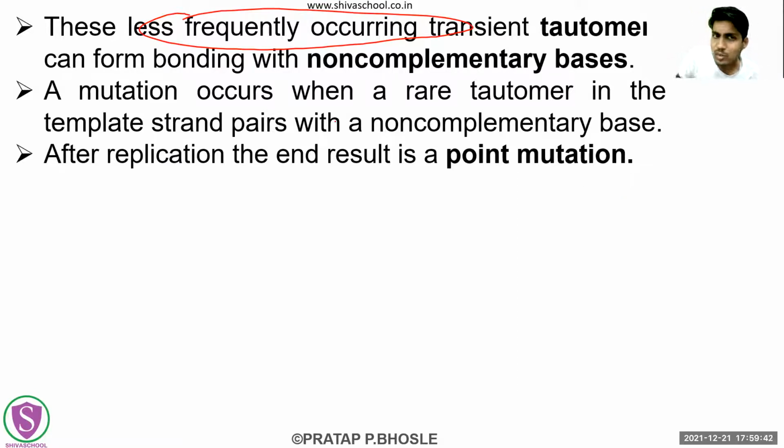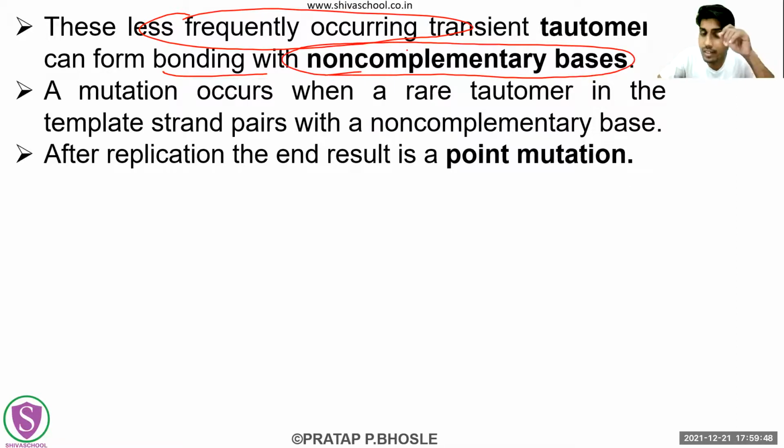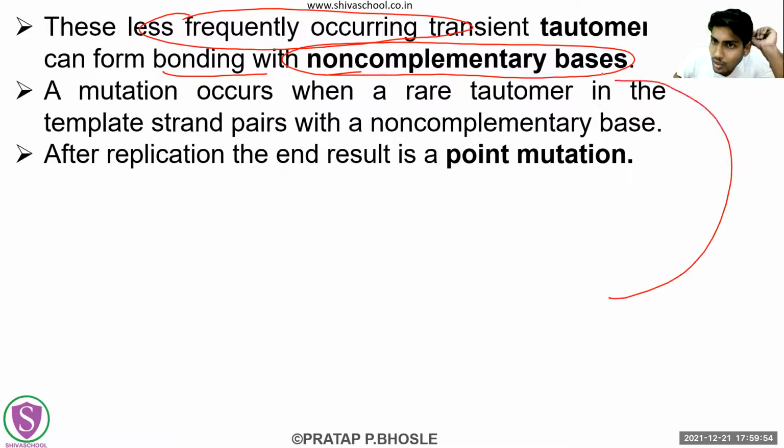But these can also form bonding with the non-complementary bases. Okay, even if they are rarely or less frequently occurring, whenever they occur, they can form bonds with the non-complementary bases. Once these tautomers are formed, they can form this bonding with non-complementary bases.